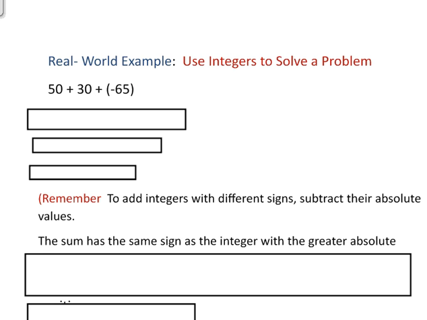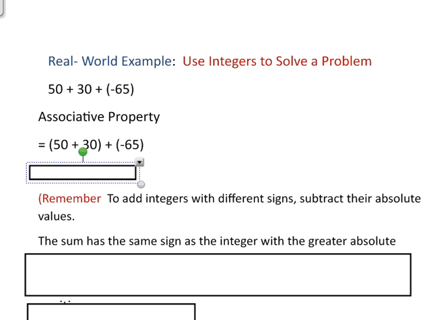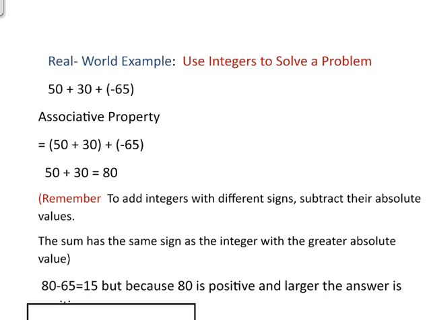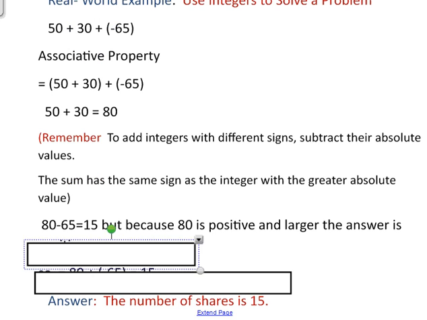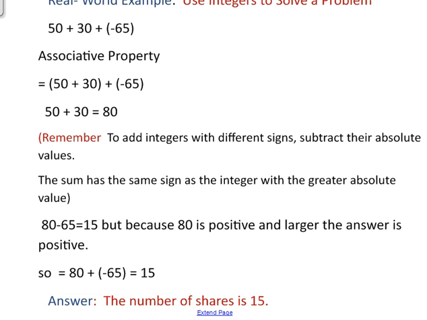I guess a couple of slides here for you. Oh, this is the same problem we just did. We're going to use the associative property to group them. Then we're going to simplify. 80 minus 65, and the answer is 15, so our work does check out.